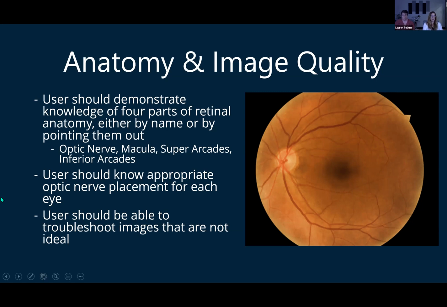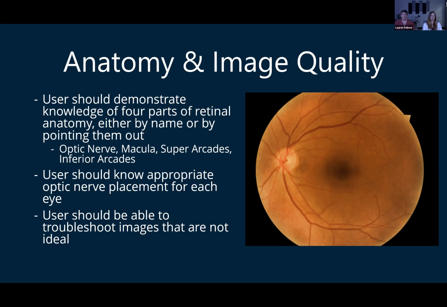So back to the anatomy, make sure they can identify all of the 4 parts of anatomy, the optic nerve, macula, and the superior and inferior arcades. Those are very important. As all of you know, these 4 parts have to be in every image in order for it to be most likely gradable. So teach them those 4 parts, but then make sure they can identify them as well.